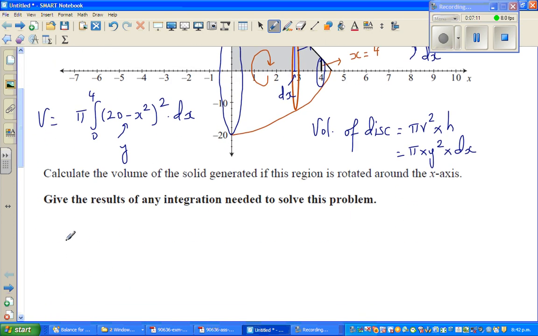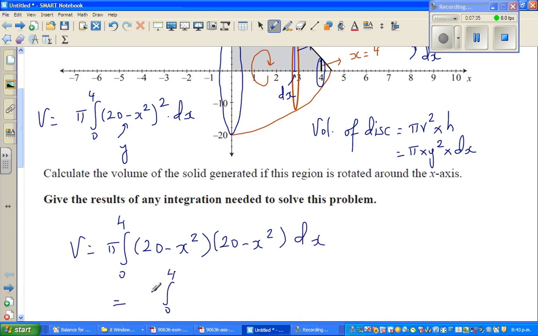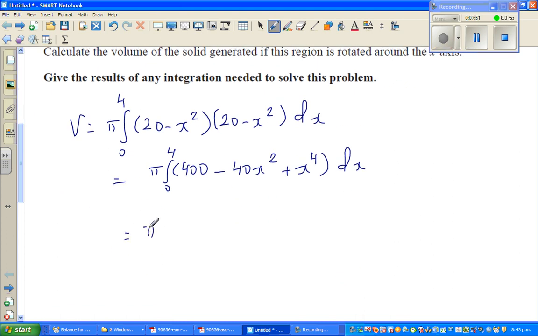So volume in this case would be the integration of pi from 0 to 4 of, if you expand this, 20 minus x squared times 20 minus x squared times dx. When you expand this, this is 400 minus 40x squared plus x to the power 4 dx. Now using definite integration, this is 400x minus 40x cubed divided by 3 plus x to the power 5 over 5, from 0 to 4.